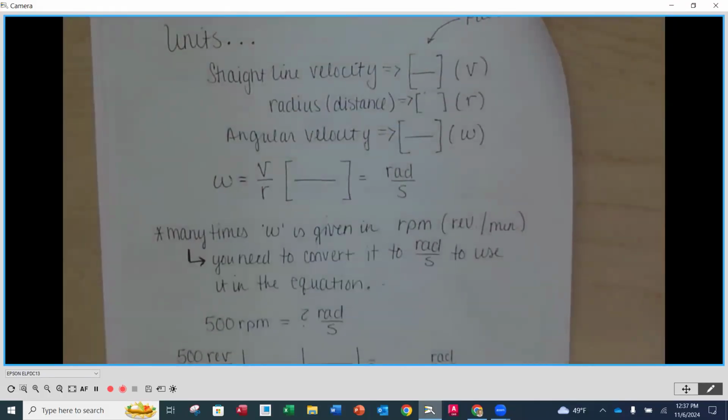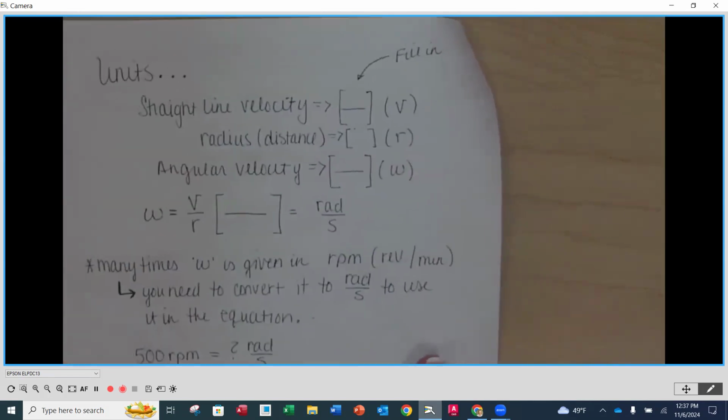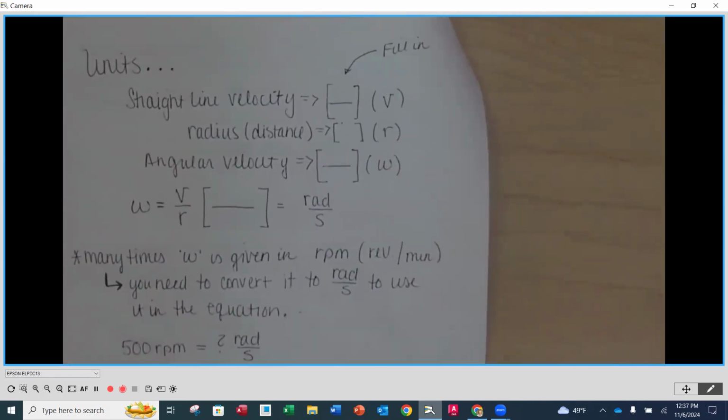So first of all, straight line velocity. What are units that we would be expecting for straight line velocity V? You can look on the previous page if you want to. What are we thinking? There are multiple options. There's not one right answer. And those who are virtual, you can put it in the chat if you want. I'll watch. Shout it out, or write it in.